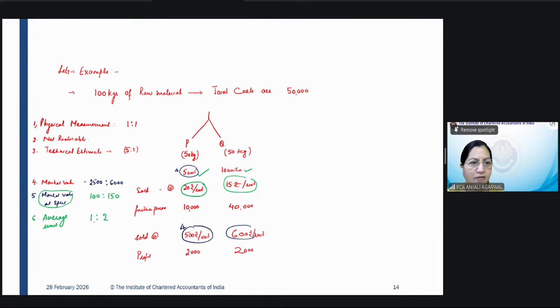This is giving 2 is to 3. This is giving 1 is to 2. This is giving 5 is to 12. This is giving 5 is to 1. This is giving 1 is to 1. Now let's see which one is the best. Let's say this one is the best.